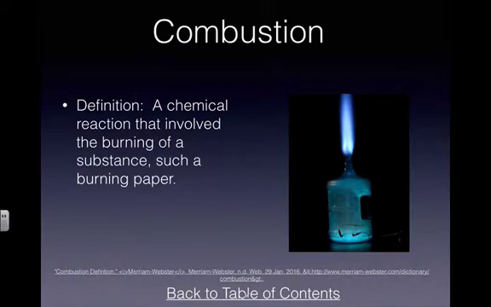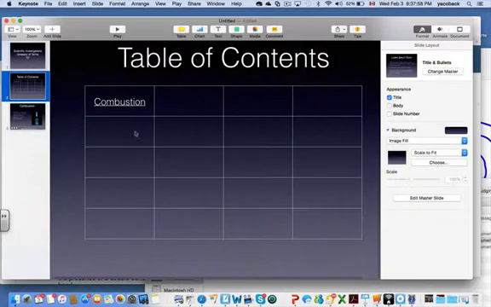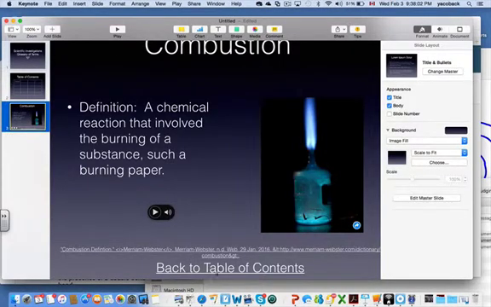And if we run this again and go forward to the first slide, my table of contents, if I click on combustion, it brings me to the slide. If I click on back to table of contents, it brings me back to the table of contents. So you're going to need to do this for every one of your terms, for every slide. Every slide should have a back to table of contents link in it.